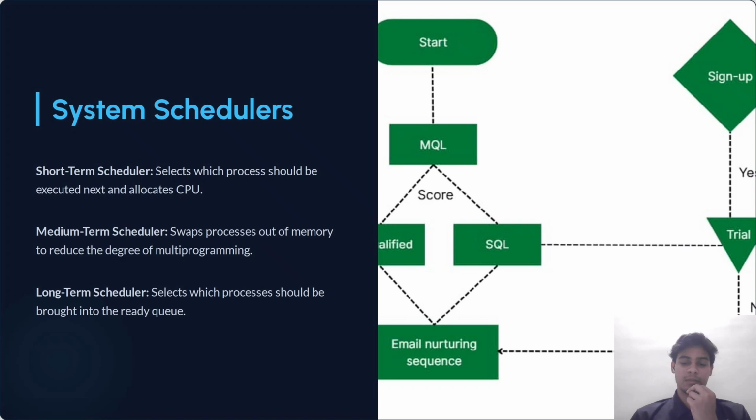There are some common scheduling algorithms: FCFS, first come first served, SJF, shortest job first, and round robin. Each algorithm has its own advantage depending on the situation.